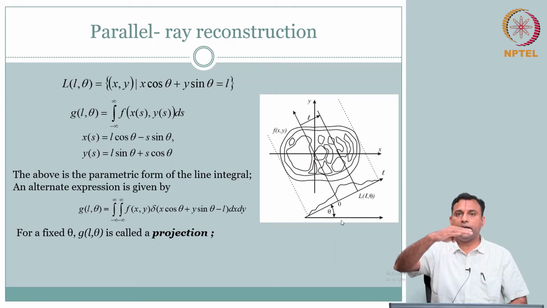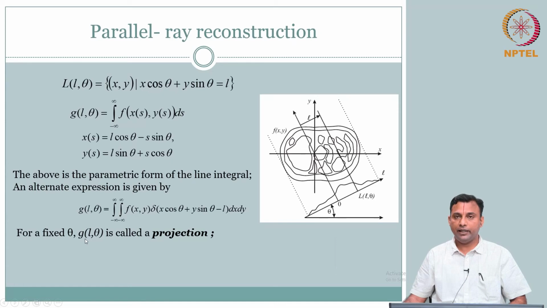Right? Likewise, what can I do? In the instrumentation, I will see it from different views. So if I view it from different views, actually I can get a collection of g of L comma theta. Clear? So this is for one theta that we showed here. If you move around and get the projection from different angles, then you have a bunch of g of L comma theta, a bunch of projections, right?